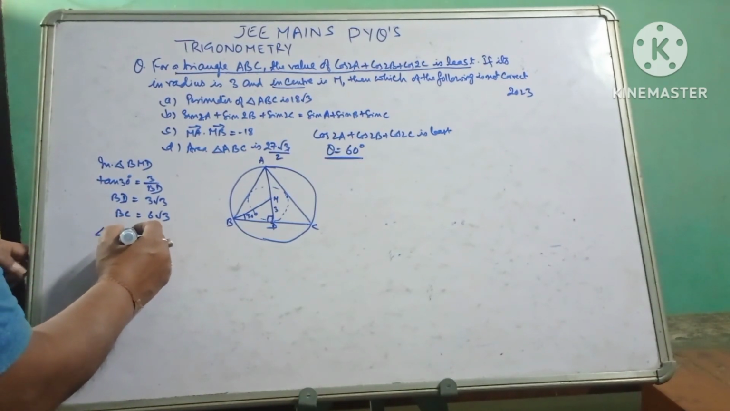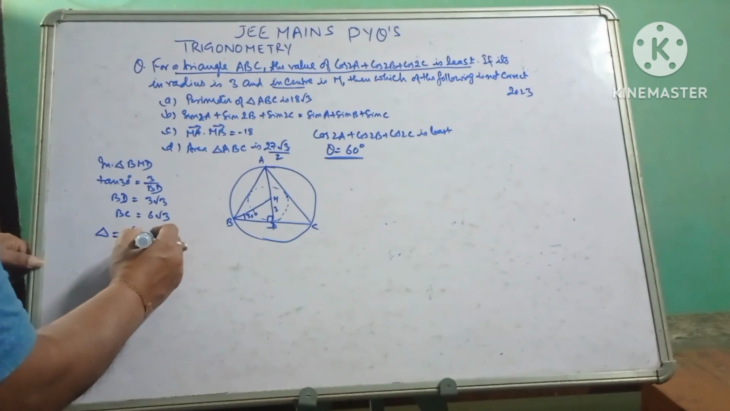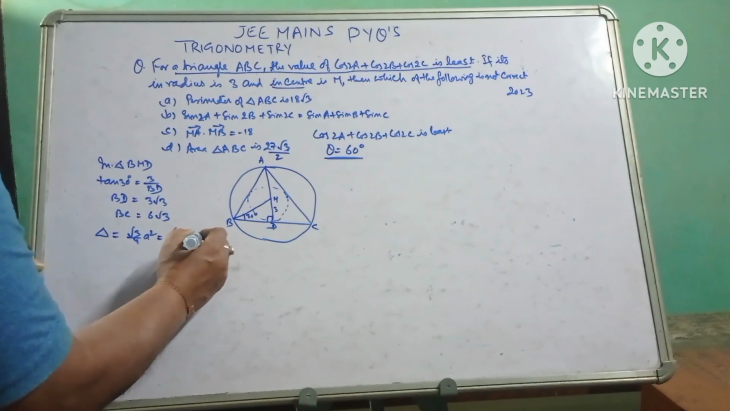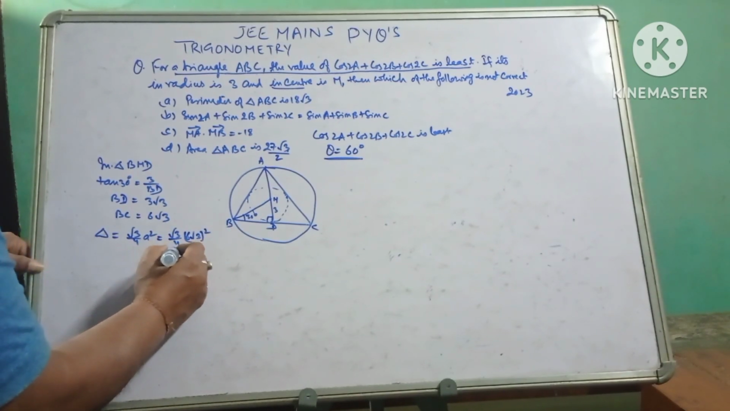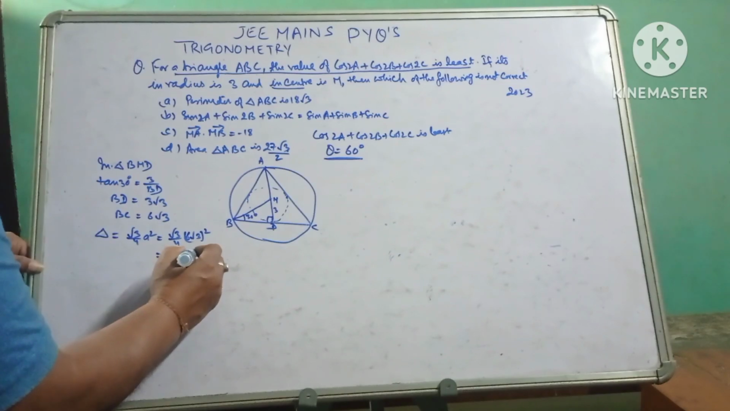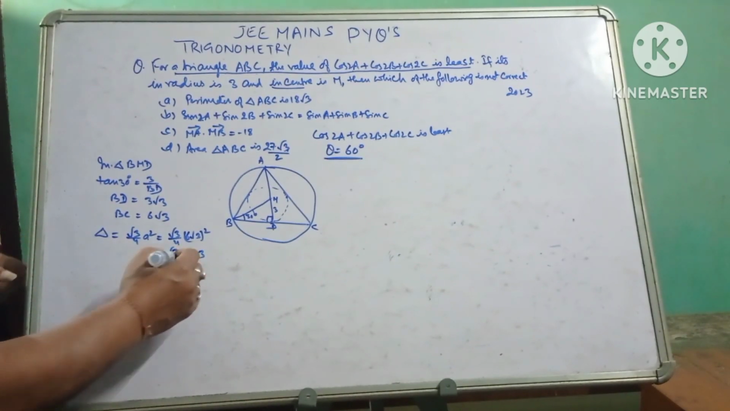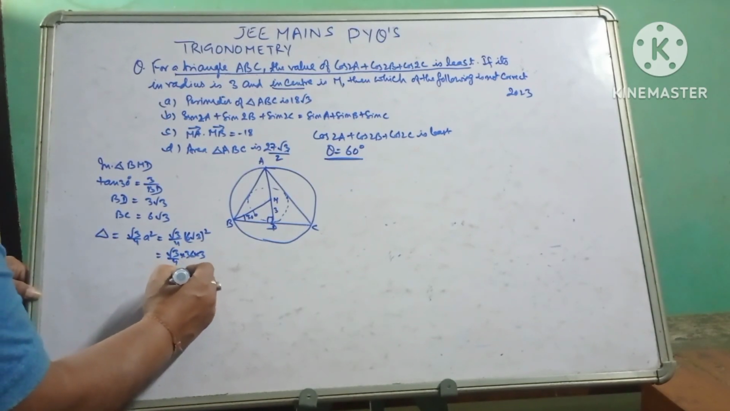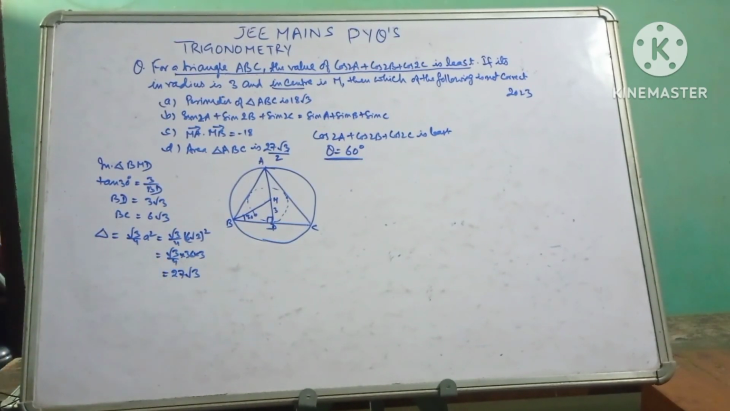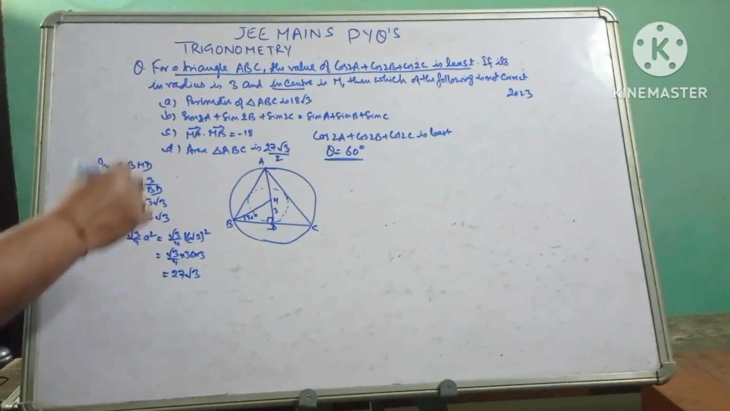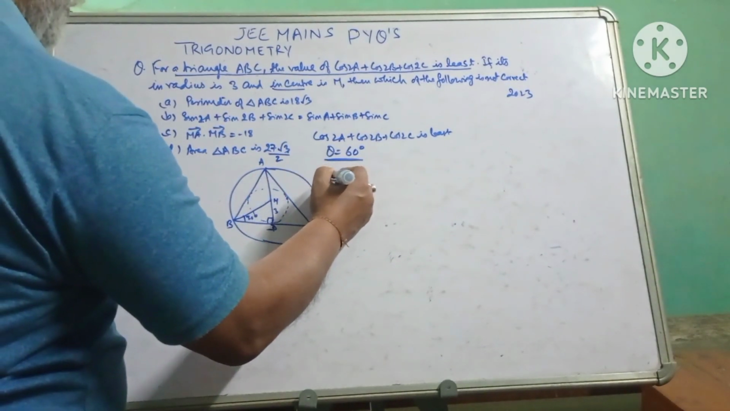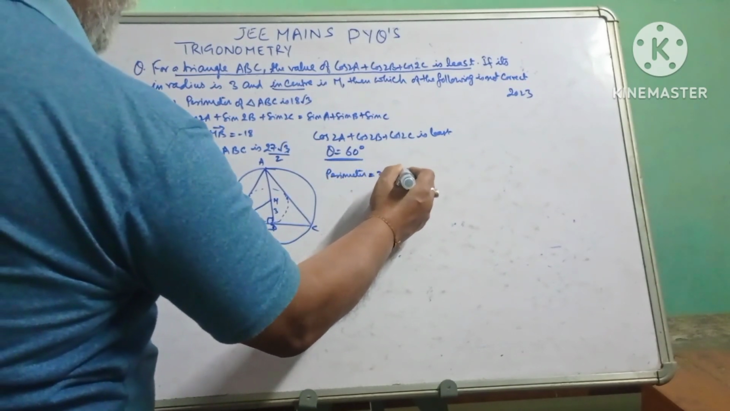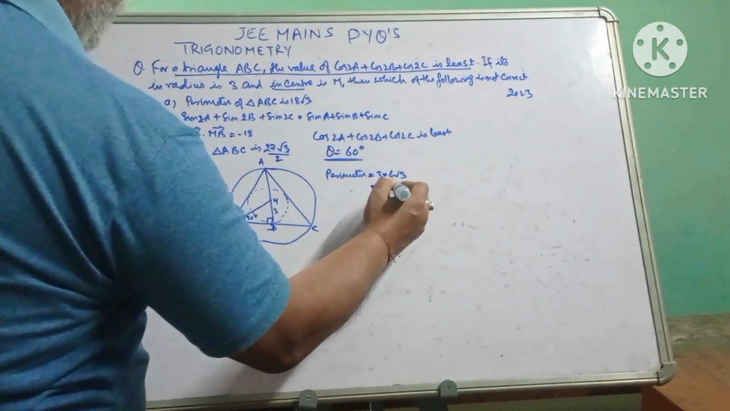Root 3 by 4 A squared. So this will be root 3 by 4 times 6 root 3 the whole squared, so root 3 by 4 times 36 into 3. This comes out to be 27 root 3. This is the area of the triangle. Now here you see the perimeter. Your perimeter will be 3 into 6 root 3, which is equal to 18 root 3.